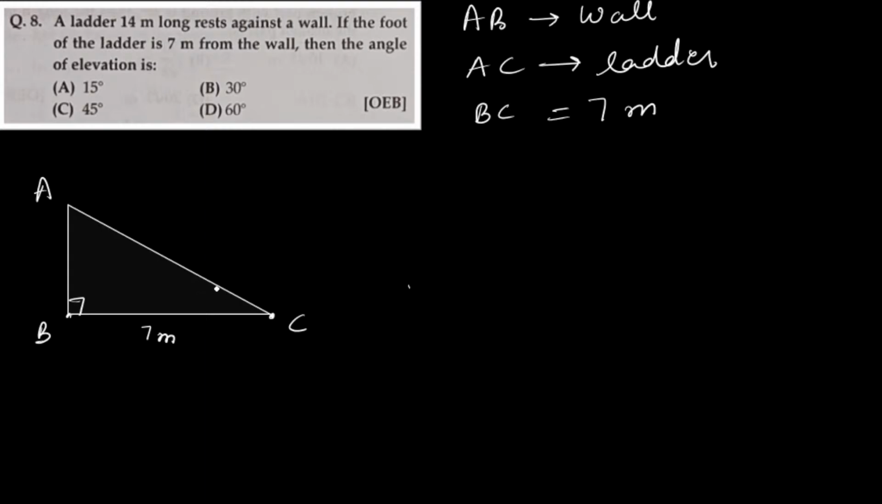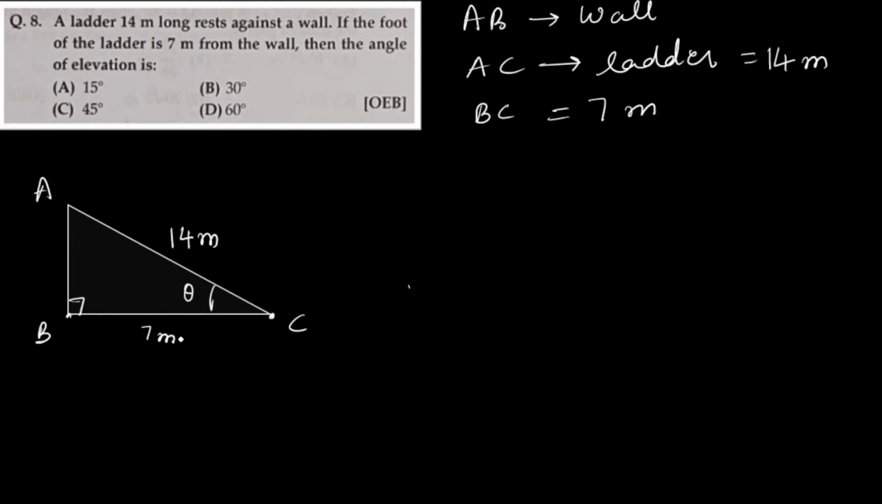Then the angle of elevation, this angle we have to find. The length of the ladder is given to us, so this is 14 meters. So AC is equal to 14 meters.